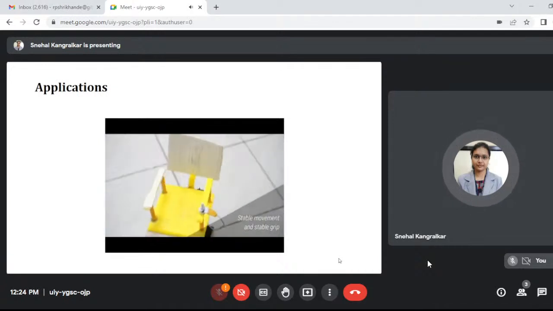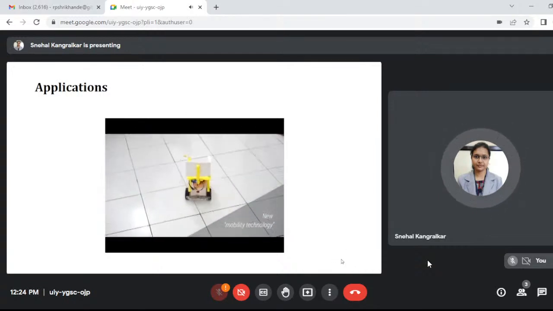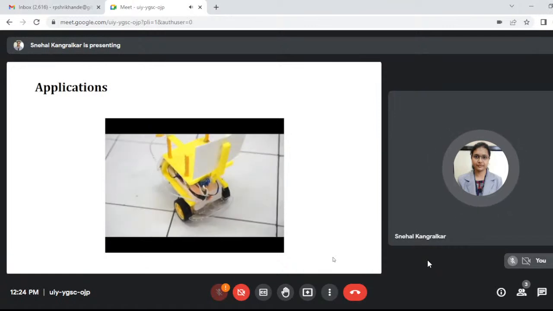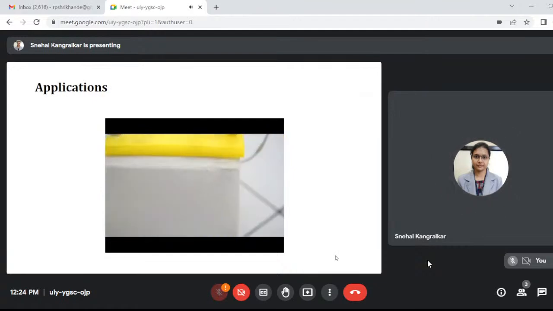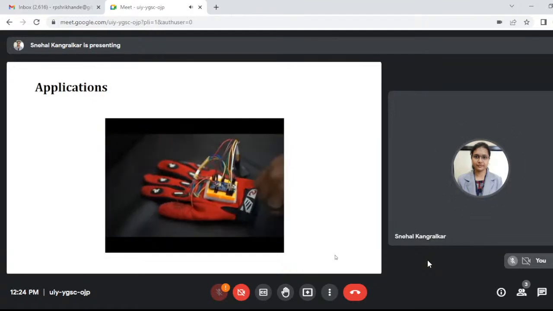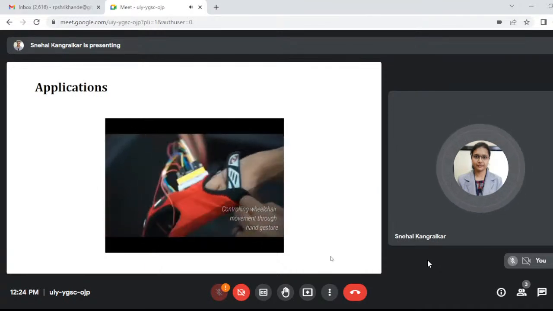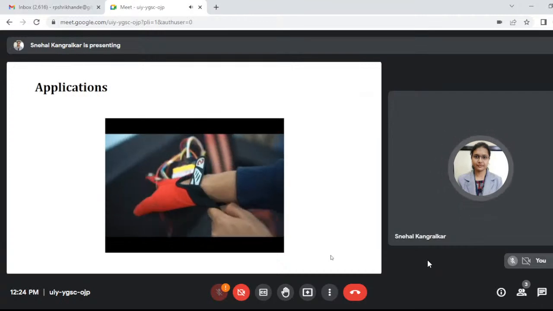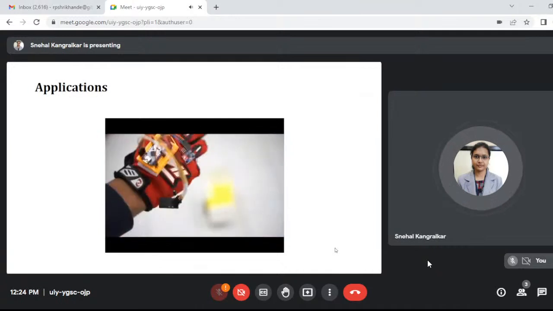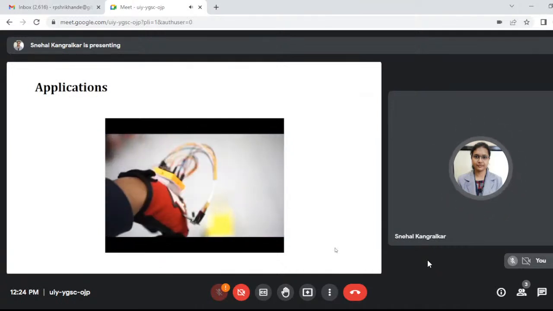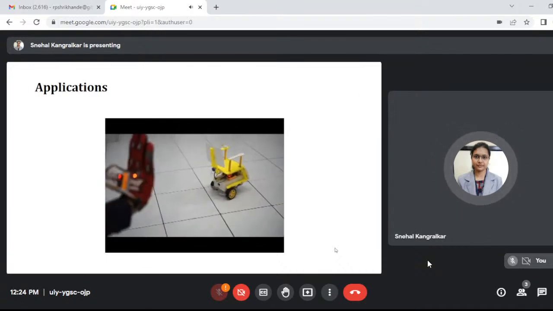So this is one application to control wheelchair movement. Either you can control the wheelchair movement with hand gestures or using mobile technology. With hand gestures, we can control the movement. This is one of the mini projects. This way you can develop something, and you can have a mini project as a course activity.